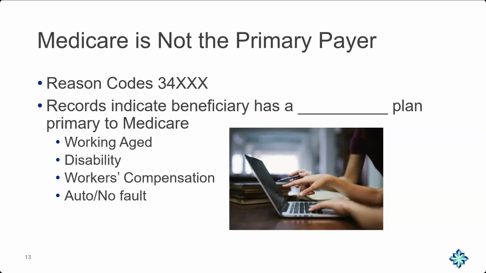The data every quarter consistently shows a series of reason codes pertaining to other insurance. So the claims aren't paid because our records indicate Medicare is not the primary payer. Beneficiaries don't have to stop working just because they reach age 65. They may have a spouse that's still working and covering them on a group health plan. There could be a lot of different scenarios here.